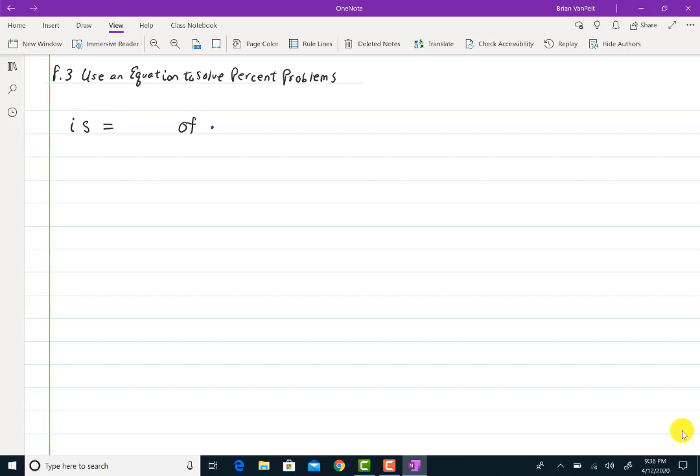While we're at it too, there's a couple other things that you might find useful. 1% is equal to 1 over 100. Remember, that's 1 out of 100 or 1 per 100. But that's also equal to 0.01. Another very interesting aspect of percents is that 100% equals 1. So keep these in mind while we do these problems.